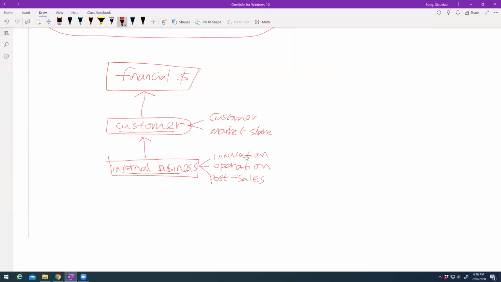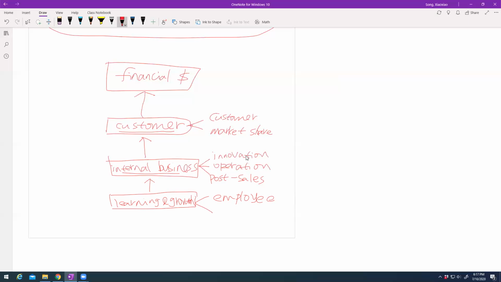How do we have good internal business? Who operates the equipment for you? If you have a bad employee, if you have a bad information system, do you think you can have a good internal business? No. So who will help us reach this internal business goal? It's the learning and growth, right? Learning and growth includes basically two parts. One is our employees. Do we train them? Do we make them happy? Do we make our employees like us? So that's learning and growth.